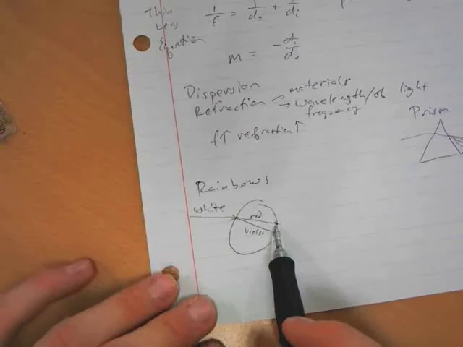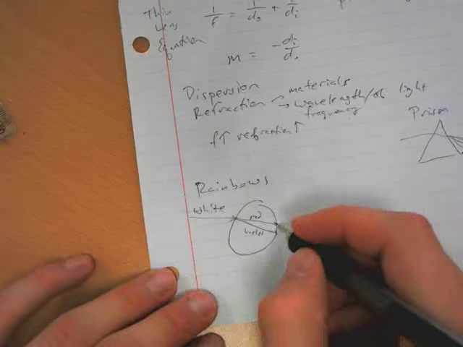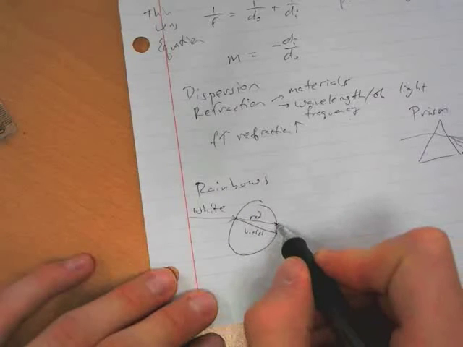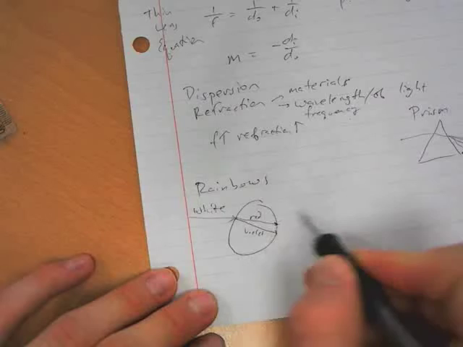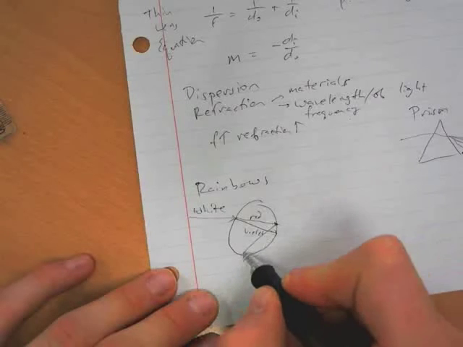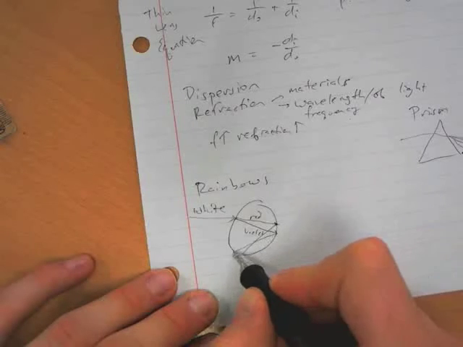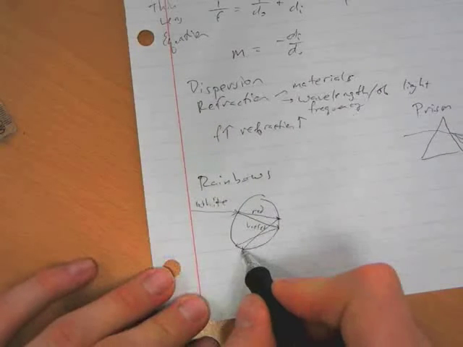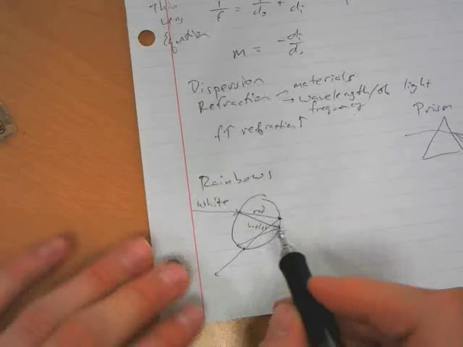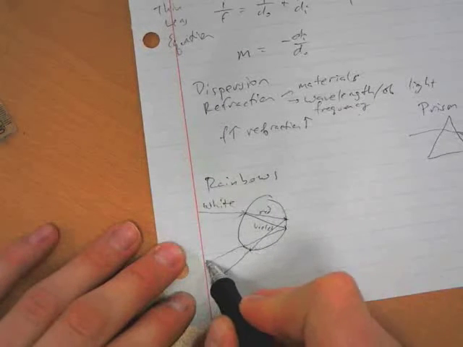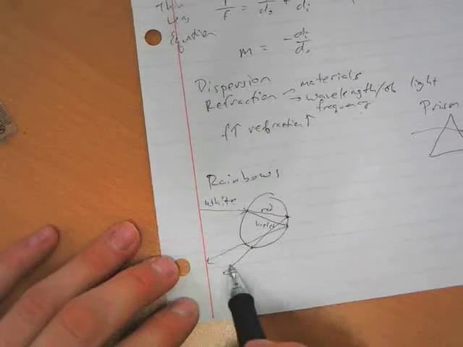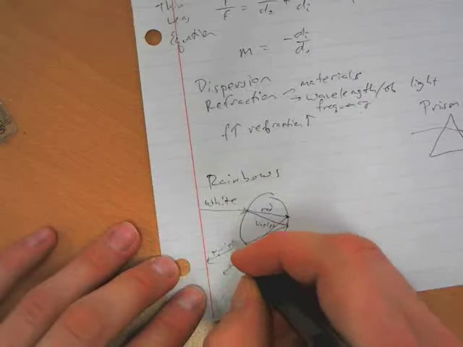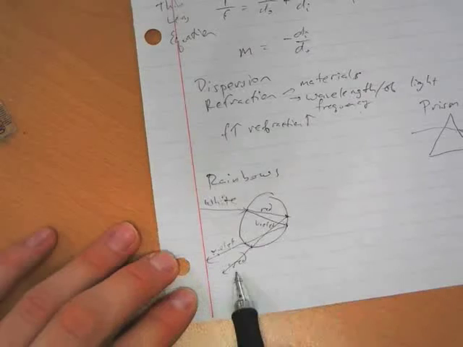Then, some of this light has total internal reflection off the back of the raindrop. And this red light bounces back at some angle. The violet light bounces back at a different angle. And then they both refract again when they're heading over to your eye. And so now they've separated out. We've got violet light up here, red light down here.